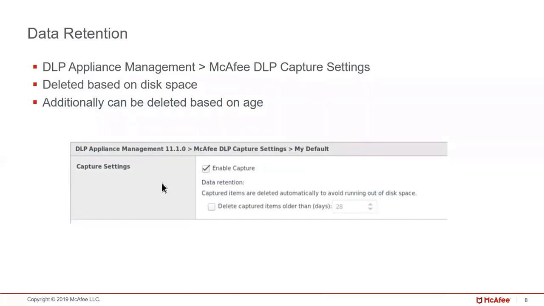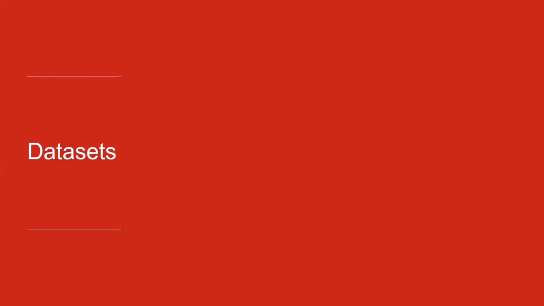You can change this by specifying a specific number of days. So for example, the default value is 28, but you can modify that. Let's say you only want to keep 90 days worth of data based on your data retention policy. You can enable that and it'll only keep 90 days worth of data. Now, if let's say your storage fills to capacity before that 90 days is met, then it will drop back to the default action, which is to delete data based on available disk space. So moving on to datasets.